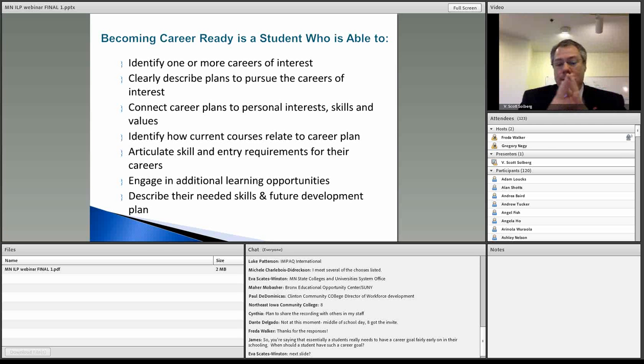Scott? Yes. I'm going to interrupt you for a second. Sure. James wanted to indicate, he said, so you're saying that essentially students really need to have a career goal fairly early in their schooling. When should a student have such a career goal?